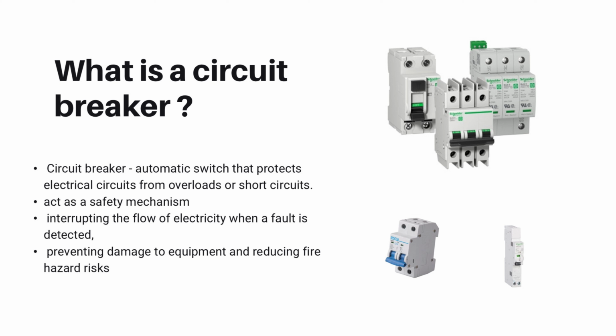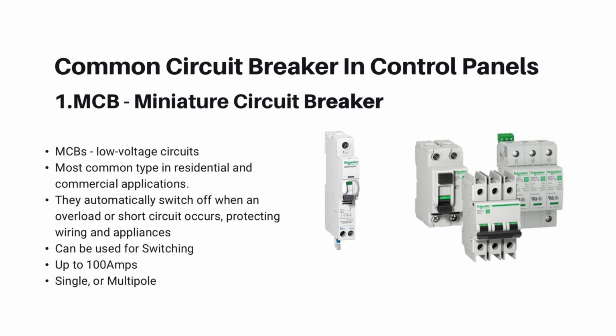Now, let's explore some common types of circuit breakers used in industrial automation and control panels. So the first one is the MCB, miniature circuit breaker. MCBs are used for low voltage circuits and they are the most common type in both residential and commercial applications. They automatically switch off when an overload or short circuit occurs, protecting wiring and appliances.